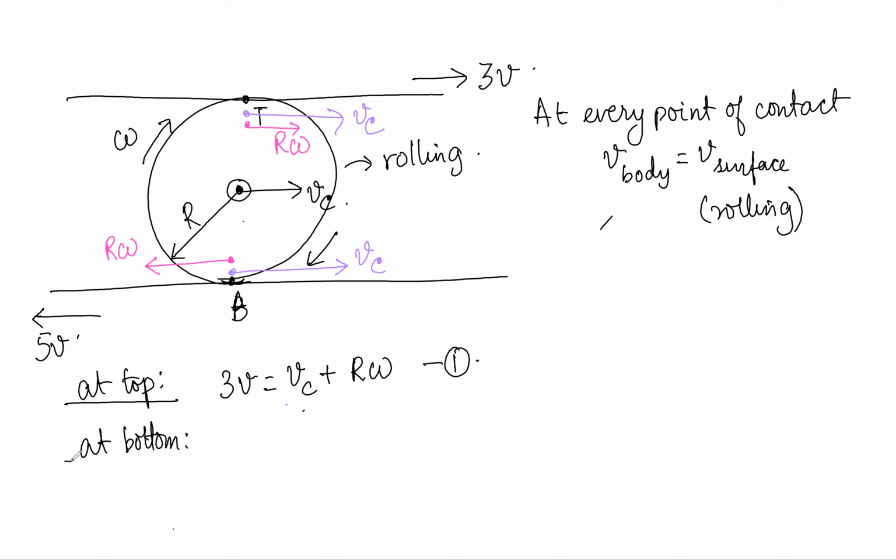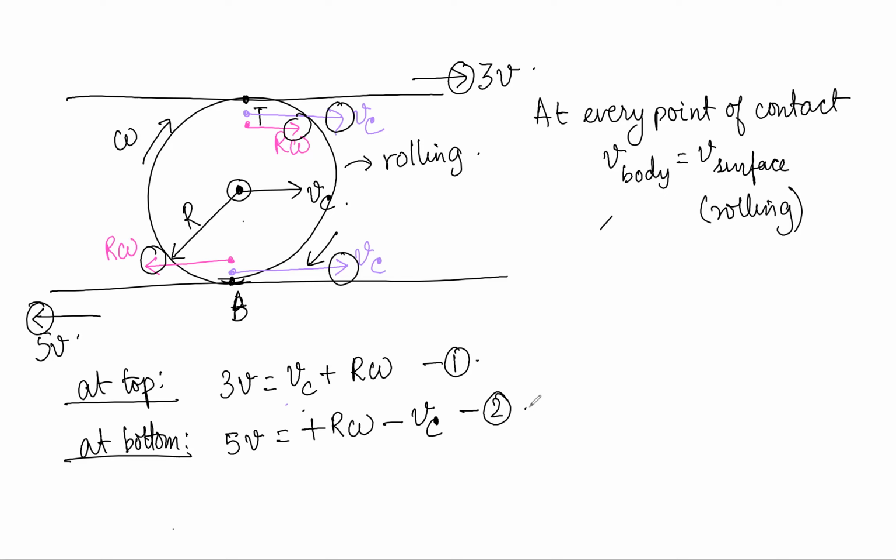At the bottom point, what is the velocity of the surface? The velocity of the surface is equal to 5v. Just notice that whichever direction the object is moving, I'm taking that direction as positive. So velocity at the bottom point is equal to 5v. So 5v will be equal to r omega, because r omega is in the same direction. But vc is in the opposite direction. So you'll write r omega minus vc. So that is the second equation.